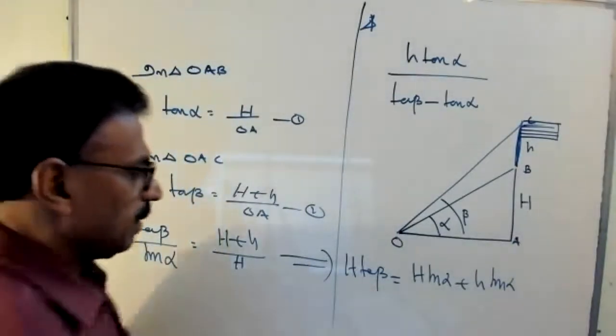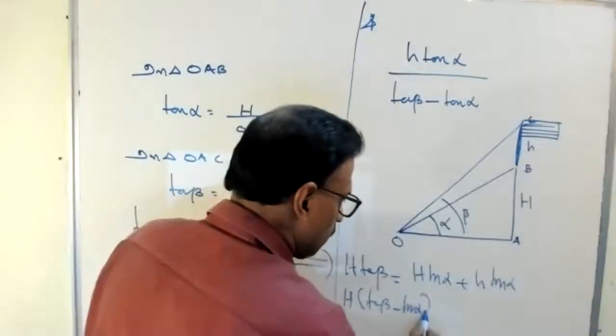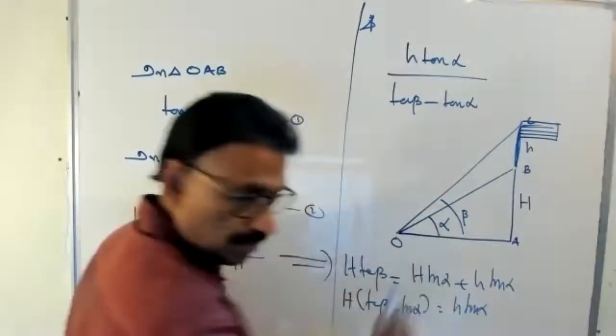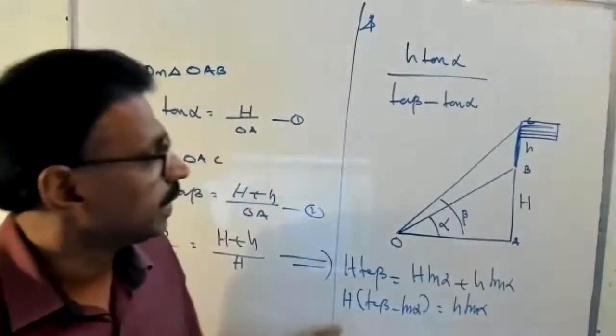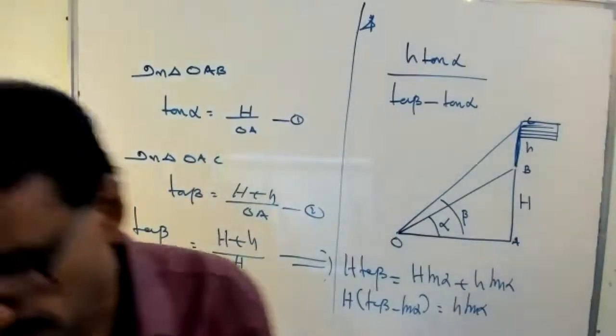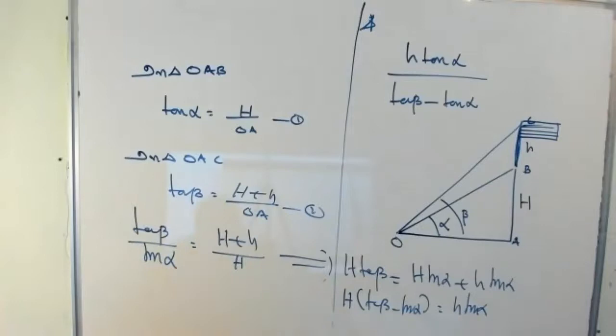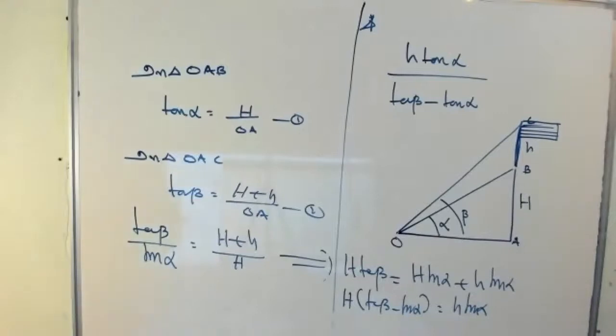So we want h coming here. H into tan beta minus tan alpha equals small h tan alpha. Right? Therefore, h equals this much. On the other side, equating, you can divide now. Finish. Equating, we have to make it the same only. Is it okay? Clear now? This is the start question.